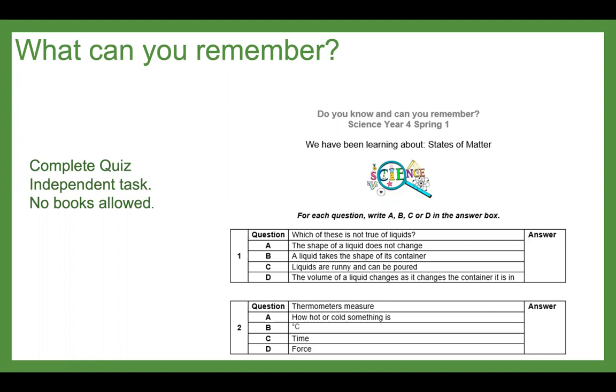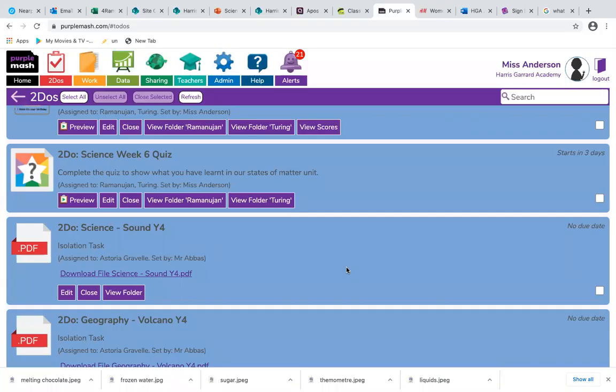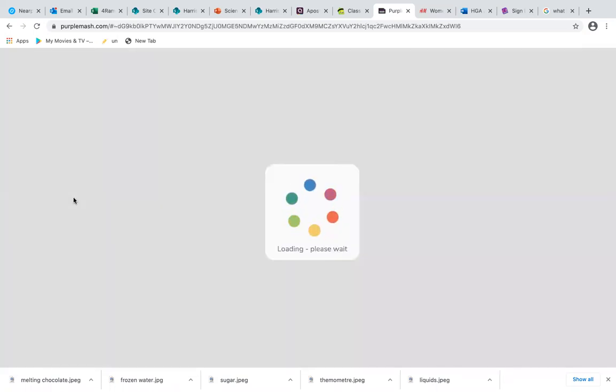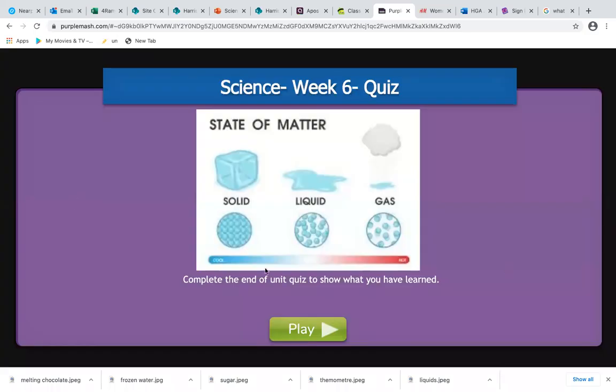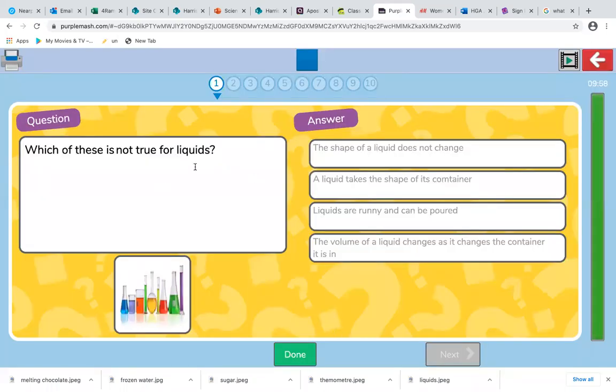So what I'm going to do now is stop sharing my screen and show you how to access your quiz on Purple Mash. You are going to log into Purple Mash as usual, go to your to-dos, and then go onto the Science Week 6 quiz. As you can see on the front page, the science quiz is about states of matter. You're going to do this once you have looked at all of your learning that you've done this week. Answer the questions to the best of your abilities. Make sure you read the questions carefully. If you need to, you can get an adult to help you read the question, but not answer it.